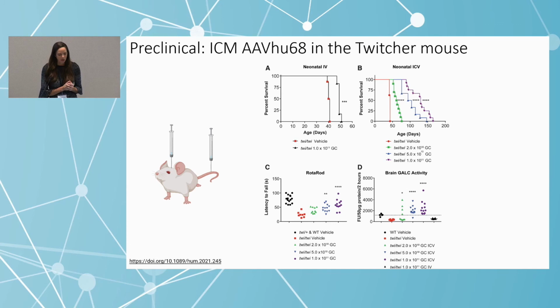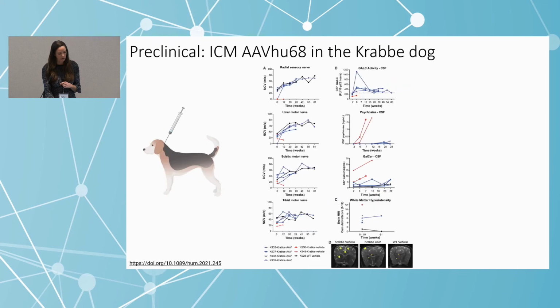So the second clinical trial, how did we get to the clinic for that? For the preclinical study of the intracisterna magna HU68, we used the Twitcher mouse as a proof of concept. We compared neonatal intravenous gene therapy to ICV. So this was a question earlier in the day about, did you compare different routes? 2 routes were compared. The intravenous did not have as great of an effect as going to the ICV, so directly into the cerebrospinal fluid. 3 doses were looked at, and we also did this in a later symptomatic cohort, which I'm not going to show.